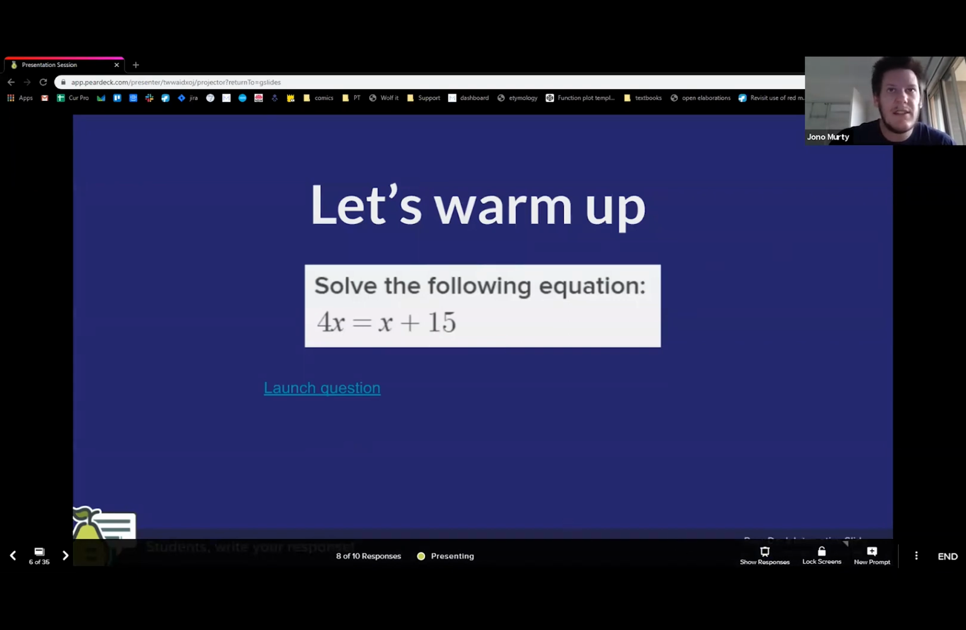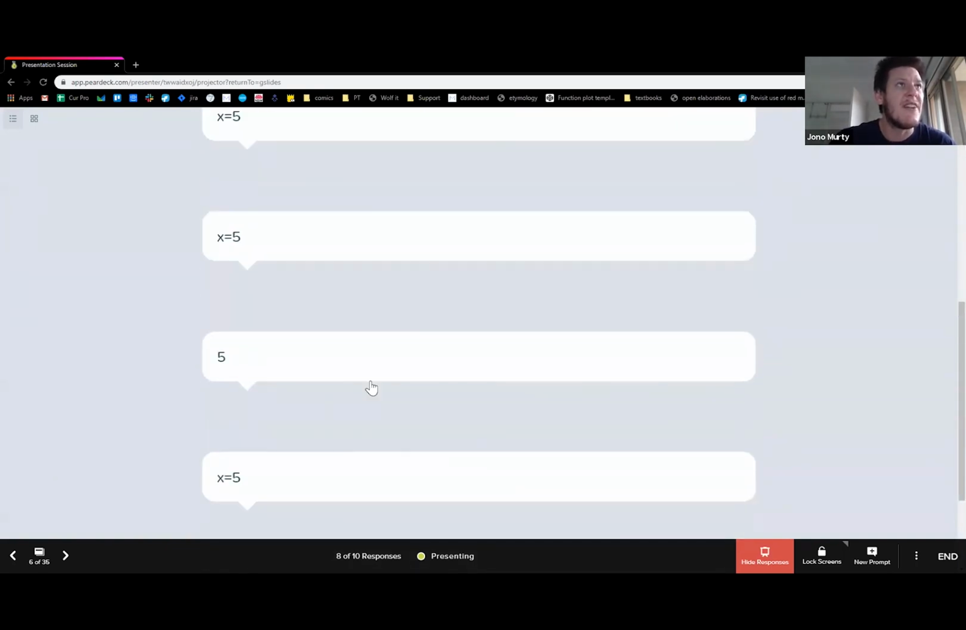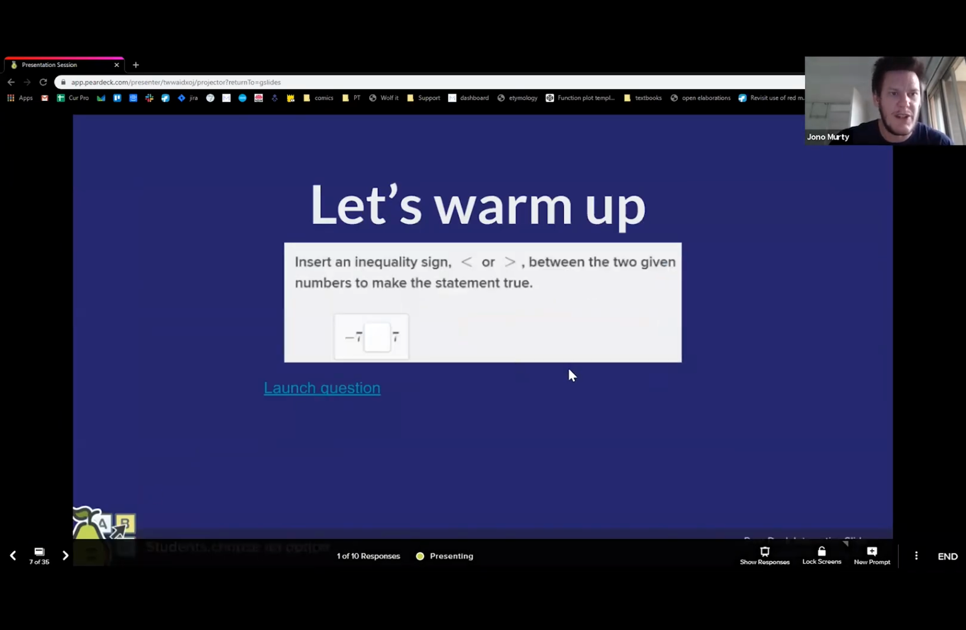Okay. Let's show some responses. Yeah, so looks like one person showed their first step. They've taken away x from both sides, keeping it balanced, and then divided by 3 to get x equals 5. Yeah, so that was a nice simple one. Don't really need to launch that one and show you. I think we all know how to do it.